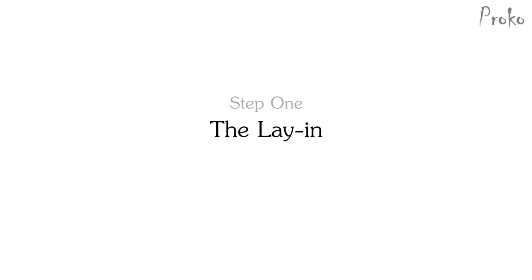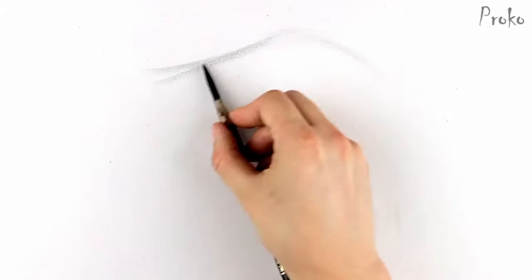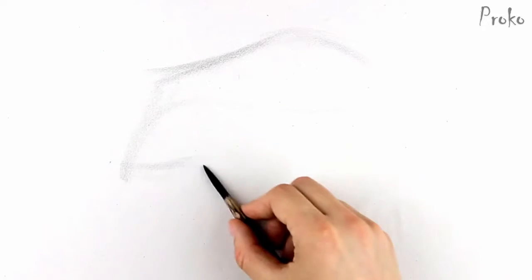So, every drawing starts with a lay-in. This phase is usually linear and is focused on proportions and shape design. You want to make sure that the major shapes are the right size and in the right place before you start adding details. Most of the time, my lay-in process involves starting with the biggest shapes and then breaking it up into smaller and smaller shapes.